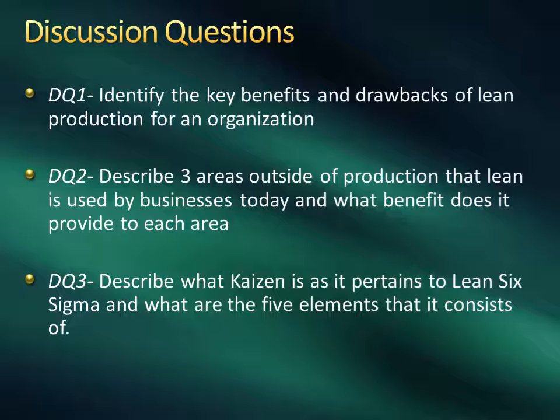Okay, so just to review some discussion questions relevant to the topic of this training module. The first one is identify the key benefits and drawbacks of lean production for an organization. Next, describe 3 areas outside of production that lean is used by businesses today and what benefit it provides to each area. Lastly, describe what Kaizen is as it pertains to Lean Six Sigma and what 5 elements it consists of.